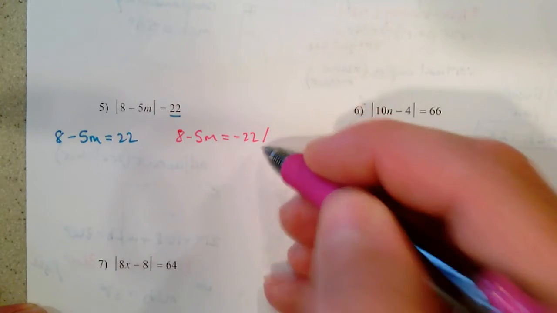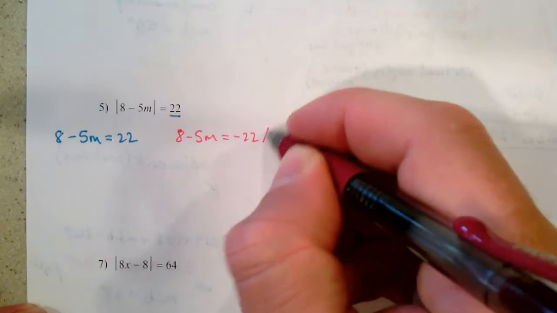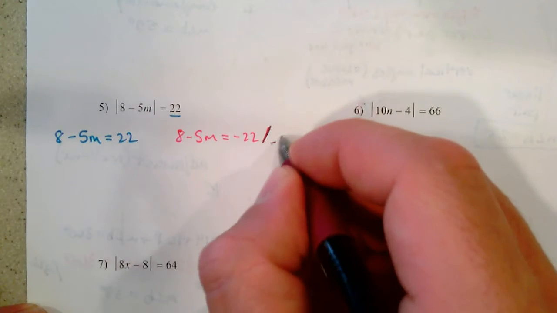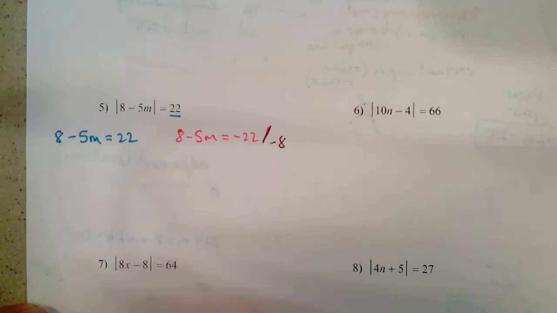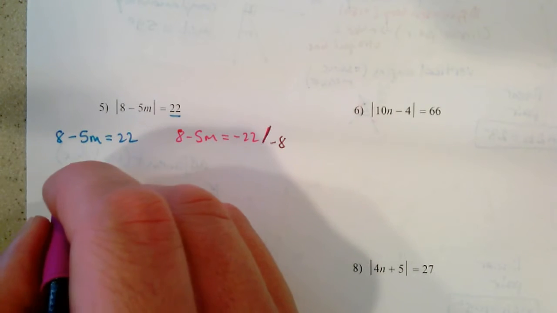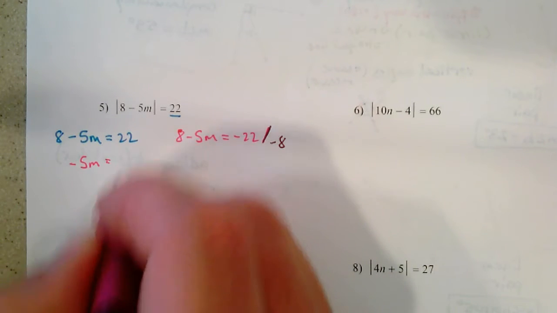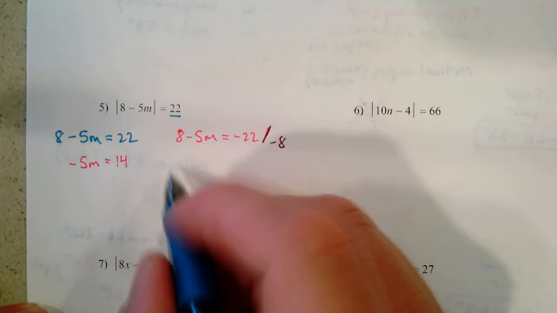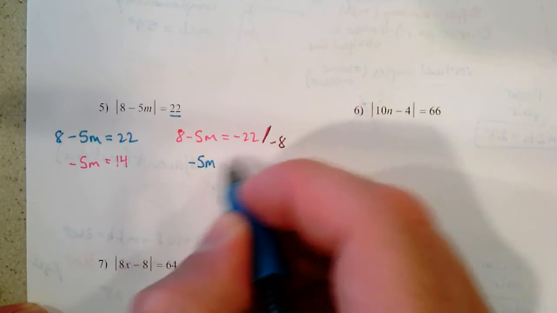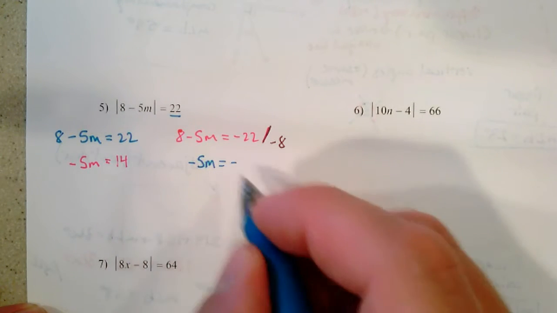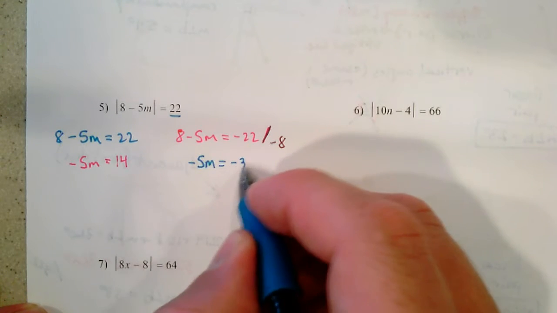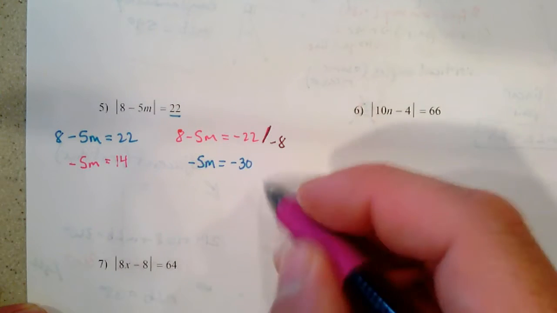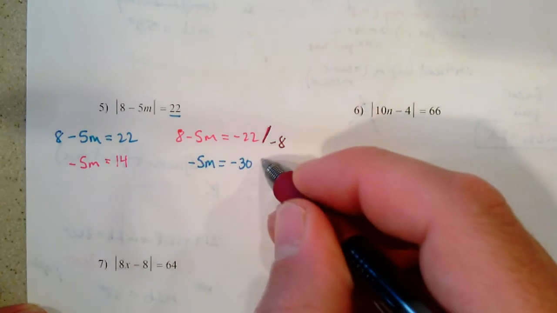So the first thing we would do is subtract 8 from both sides. So for this equation here, 8 minus 8 is 0. It leaves us with a negative 5m. 22 minus 8 is 14. Over on this equation, leaves us with a negative 5m, but negative 22 minus 8 is negative 30. We do the same thing for both equations, the same set of steps.